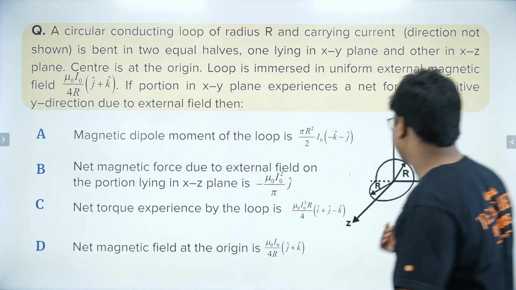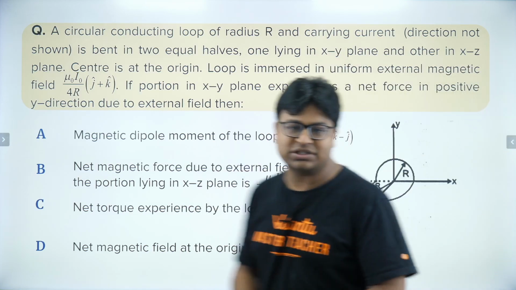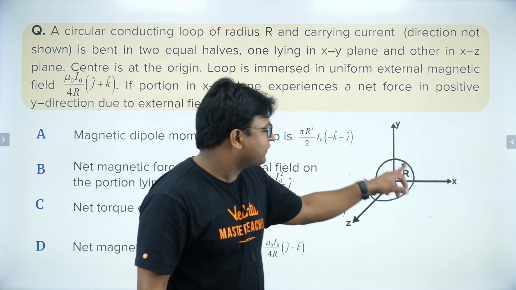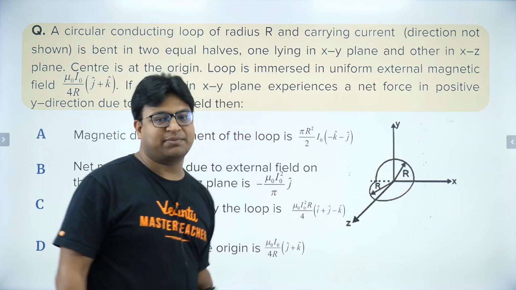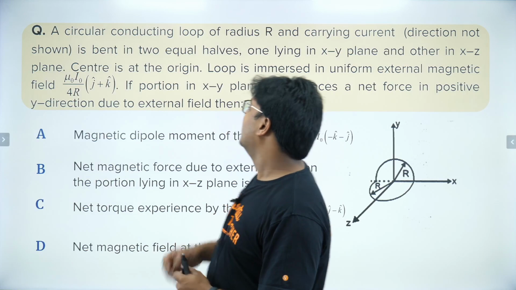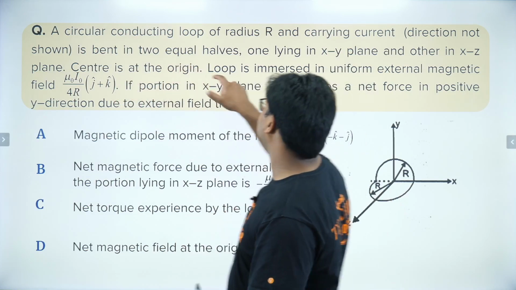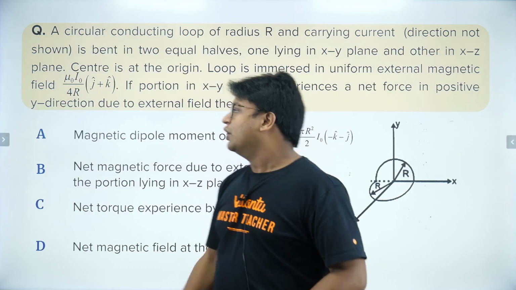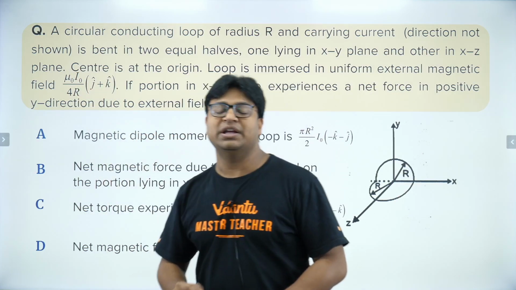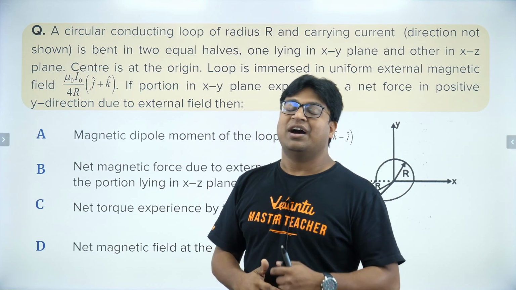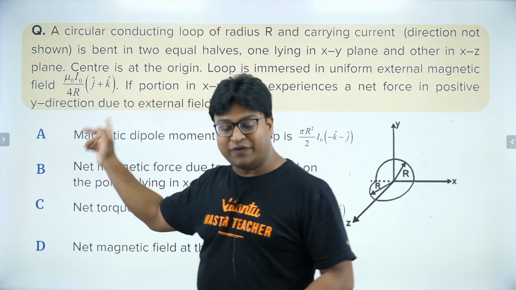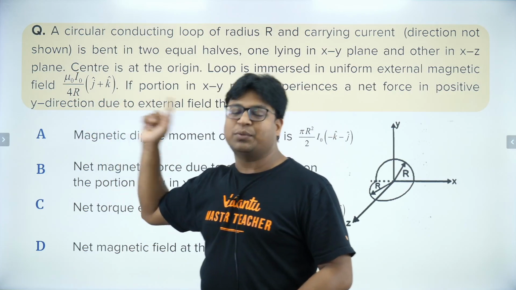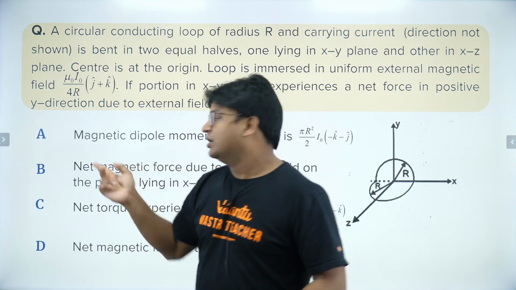All right, so this is the figure actually. I'll come in front of the figure so you can see that half of the loop is in the xy plane, the other half is in the xz plane. So this is the situation, and the center lies at the origin. The loop is immersed in a uniform external magnetic field which is given by this. What I can notice from here is that the magnetic field is uniform, and it has two components, one along the y-axis and the other along the positive z-axis.